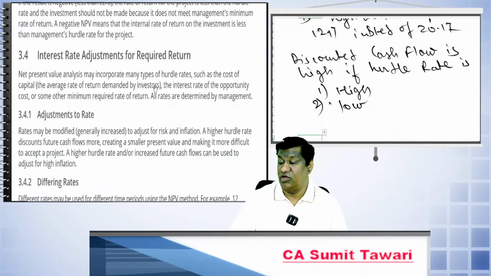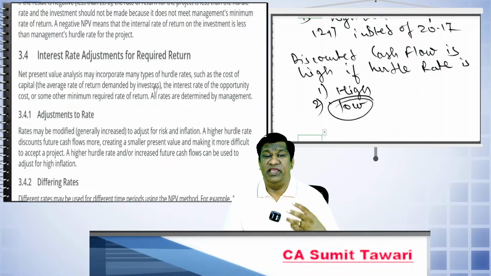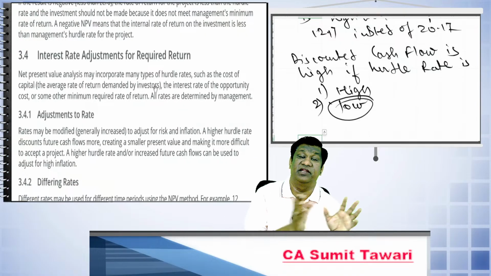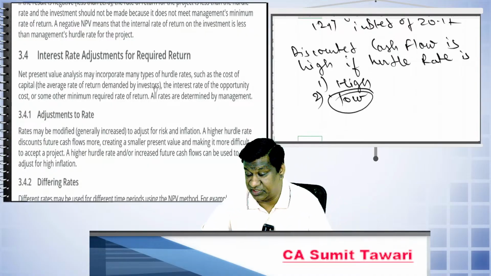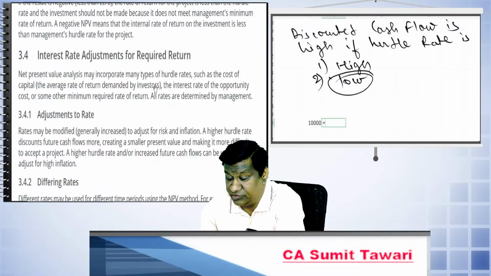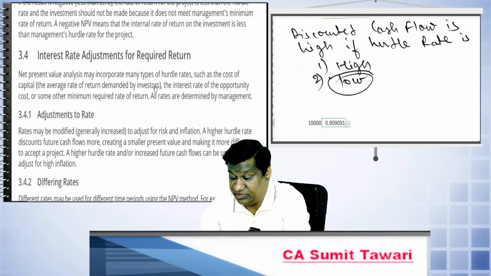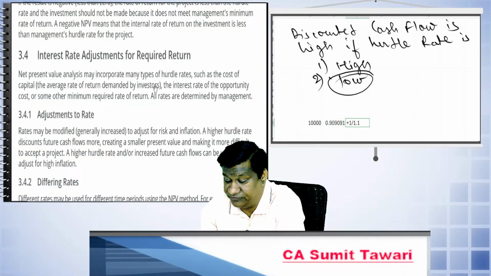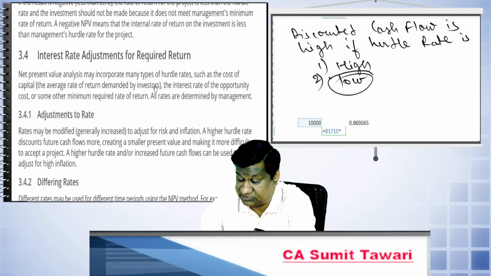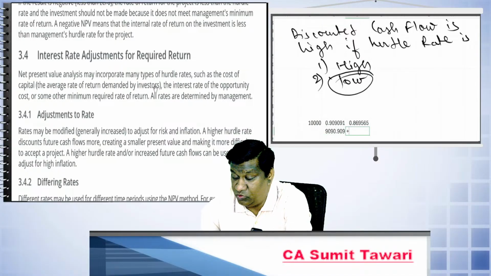So, discounted cash flow is high if hurdle rate is low. Why? Because if my expected return is less, I do not require to accommodate much cost of capital, and in that situation, I am getting a higher value. You can consider 10,000 with a discounting factor for 1 year only, 1 divided by 1.1, and with a discounting factor 1 divided by 1.15. So it is always high at 10% and it is low at 15%.